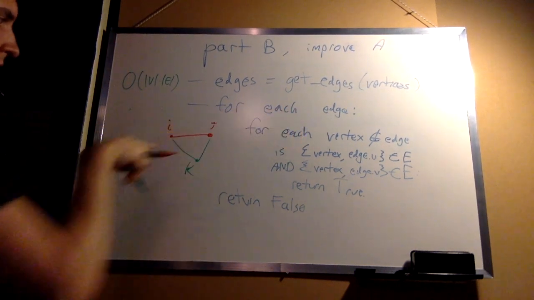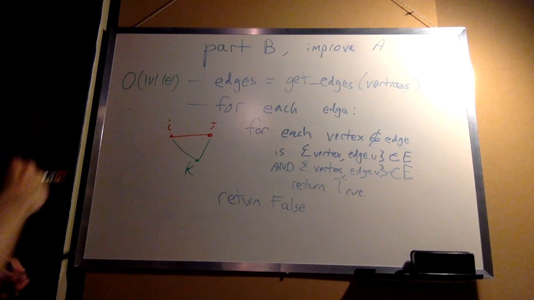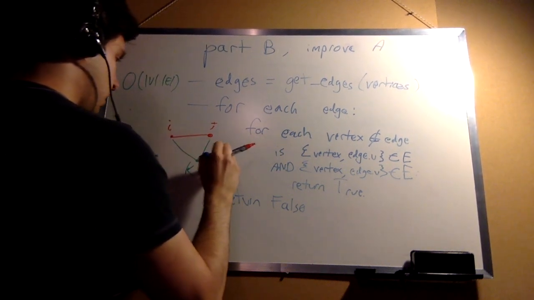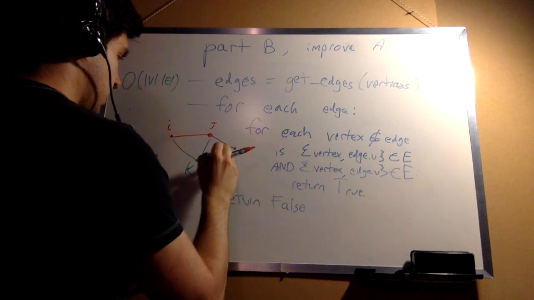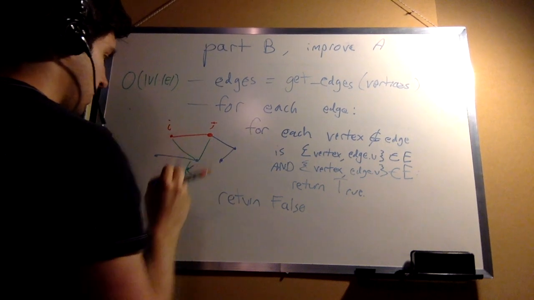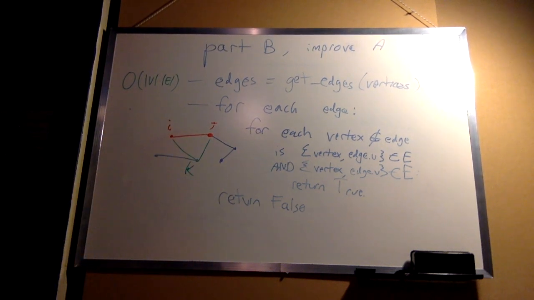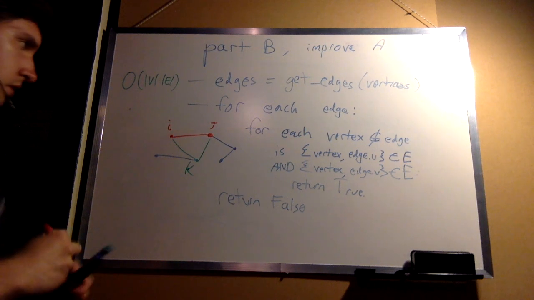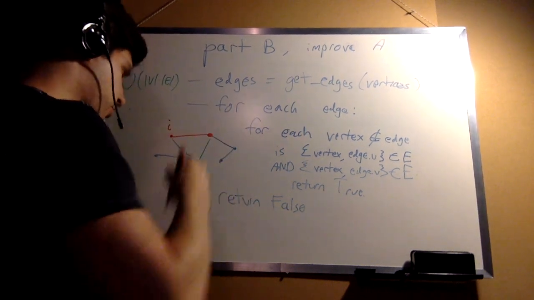So in this case, just draw a few more vertices to make it clear. Okay. So, this should be a J. Let's draw that better too.